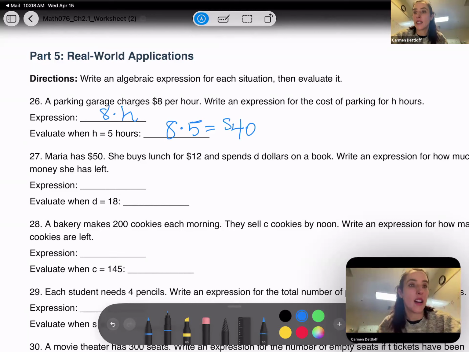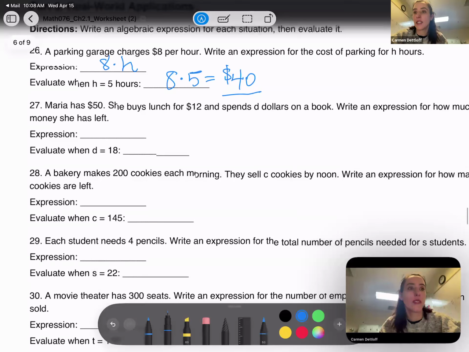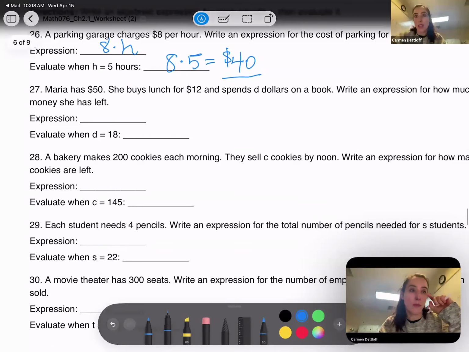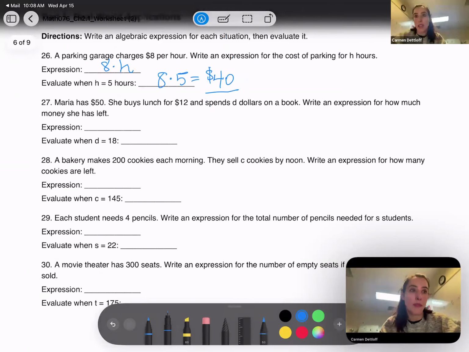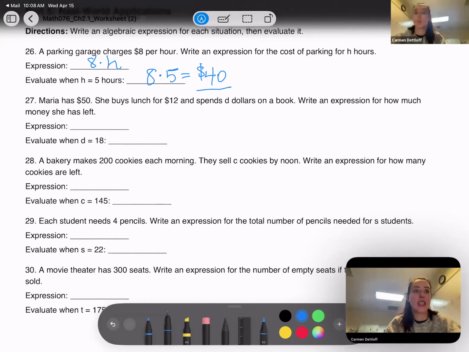Maria has $50. She buys lunch for $12, then spends D dollars on a book. Write an expression for how much money she has left. Okay, so let's think about this. She starts with 50, then she buys lunch, and then spends D dollars on a book. So she's spending money, so those are negative occurrences.